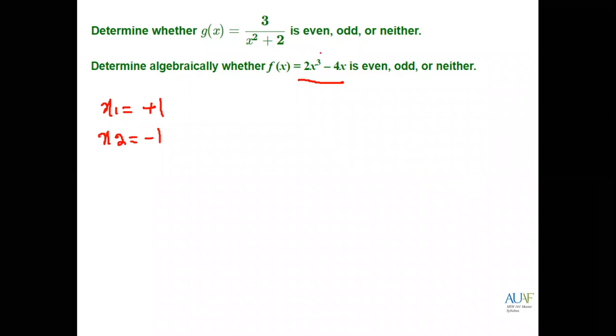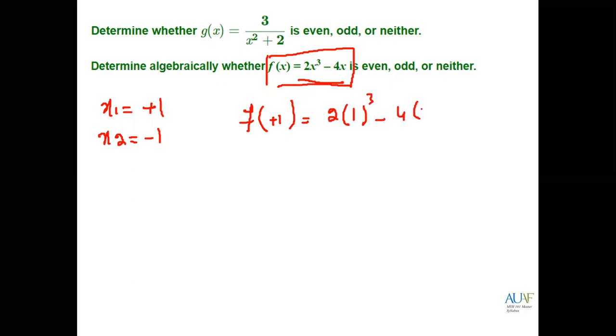So we have this function f(x) = 2x³ - 4x. Select two numbers, x1 = +1 and x2 = -1. So first of all, f(+1) equal to what? 2 × 1³ - 4 × 1. 1 cube is 1, multiplied with 2 is 2, 4 with 1 is 4, equal to what? Minus 2.